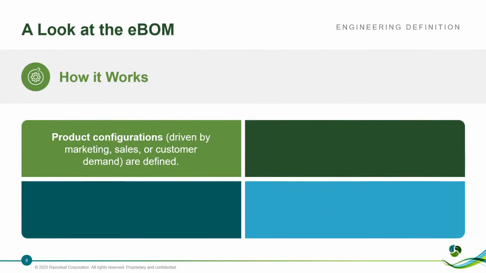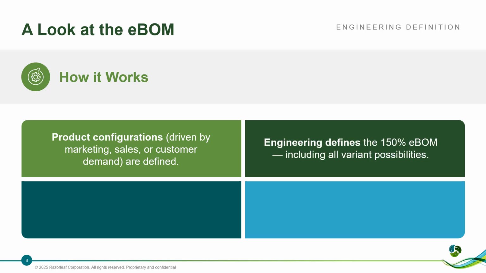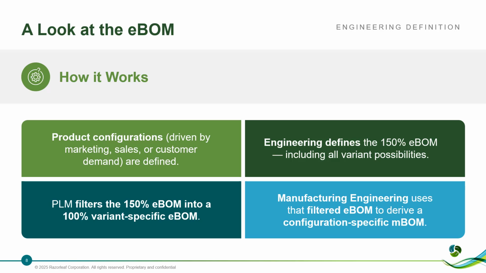In the primary process for product development, products and their configurations, which are typically driven by marketing, sales, or customer demand, are defined. Engineering defines the components and specifications to meet the product definitions and their variants of product, the 150% eBOM. Using the PLM tools and methods, the 150% eBOM is filtered to the 100% variant-specific eBOM. Manufacturing uses this 100% eBOM to drive the configuration-specific mBOM.